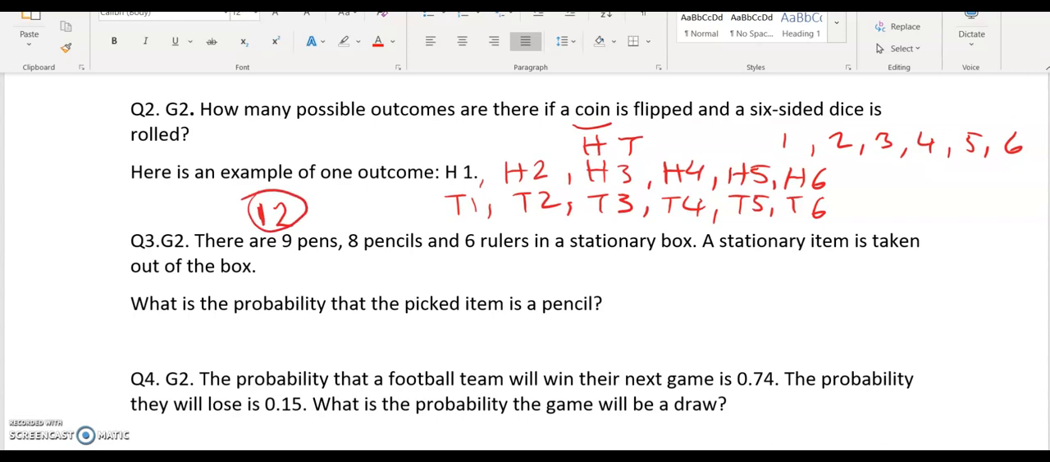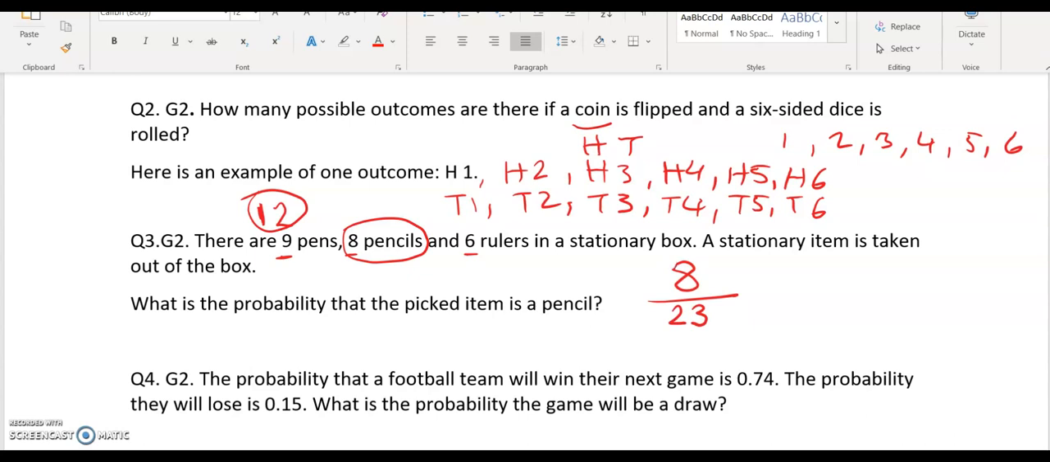In the third question we have there are 9 pens, 8 pencils and 6 rulers in a stationery box. A stationery item is taken out of the box. What is the probability that the picked item is a pencil? So first of all there is the pencils. So we have 8 pencils out of the total. What is the total? We have 9 and 8 and 6. So that is 23. So 8 out of 23.